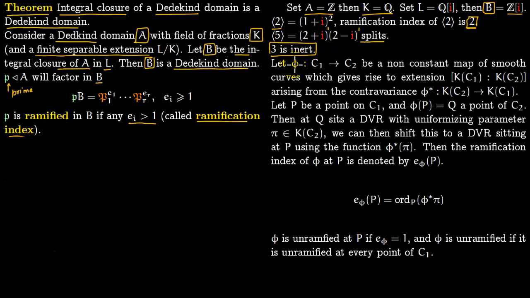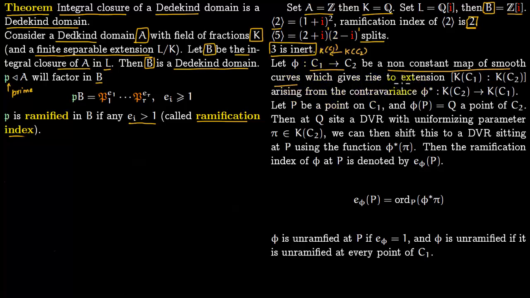So now let us give a geometric interpretation of ramification. Say you have this morphism between curves C1 and C2. This is a non-constant map of smooth curves, so both C1 and C2 are smooth. Now we have seen in algebraic geometry that such a map will give rise to this contravariance. Attached to C2 you have this field, and attached to C1 you have this field: coordinate rings and their fields of fractions. This is the field of fractions of the coordinate ring of C2, and this is the field of fractions of the coordinate ring of C1.